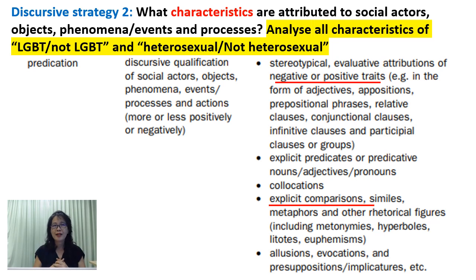In analyzing characteristics, there could be very explicit comparisons, similes, metaphors, and other rhetorical strategies. So it could be implicit, it could be explicit, but we are looking for descriptions of the people, the places, the objects, and so on that we analyze in the first discursive strategy, the nominations or the reference.